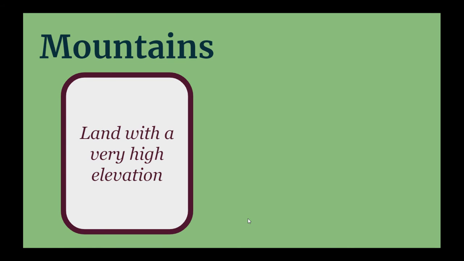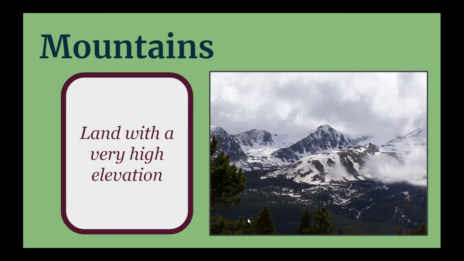We're going to start by looking at mountains. A mountain is an area of land with a very high elevation. So here we have a photograph of the Rocky Mountains on the eastern side of North America. You can see that these Rocky Mountains go to a very high elevation, so high in fact that it's so cold up there that there's snow on the peaks. And you can see that they go all the way down to the bottom.